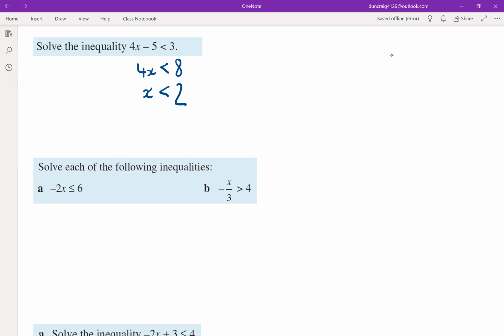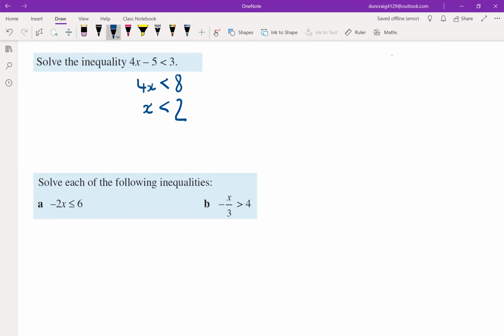And let's think about that. So 4 times 2 is 8. 8 take 5 is 3. So 3 is not less than 3, but you know, if x is less than 2, then that would work. So if I picked 1, 4 times 1 is 4. 4 take 5 is -1. Yep. So -1 is less than 3. That's true. So what were the steps that I did here? I did add 5. Divide by 4.